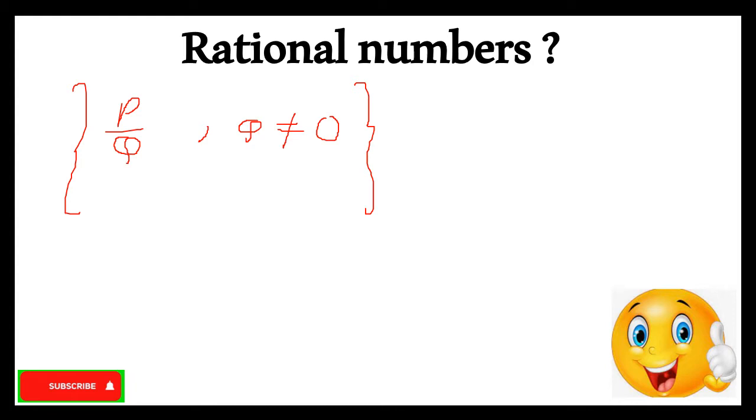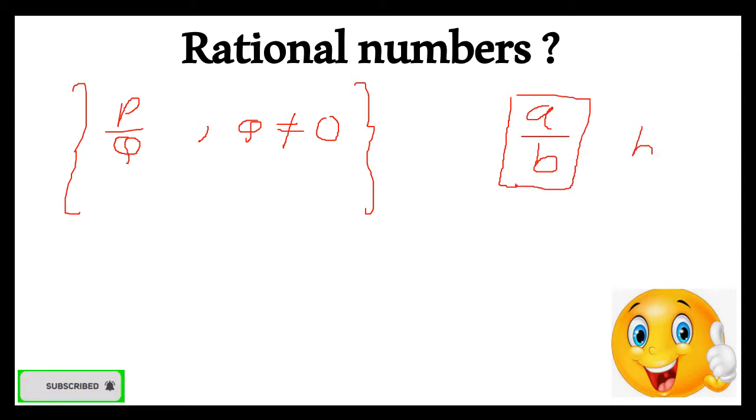In another way, you can say that rational numbers are the ratio of any two integers. We know that integers are all the positive and negative numbers including 0 on the number line, and a rational number can be defined as the ratio of two integers, written as numerator upon denominator, where the denominator b is never equal to 0. That means it is a rational number.